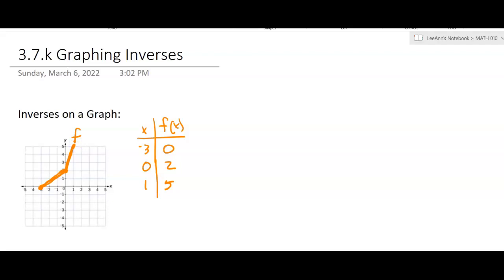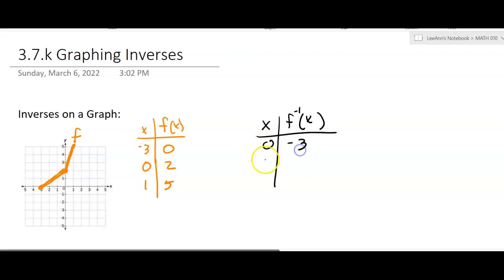Okay, now we want to do the inverse. So we're going to have a new table of values for the inverse function. And by the way, that function is 1 to 1. So I'm going to switch the x's and y's: (0, -3), (2, 0), (5, 1). And then I'm going to graph those.